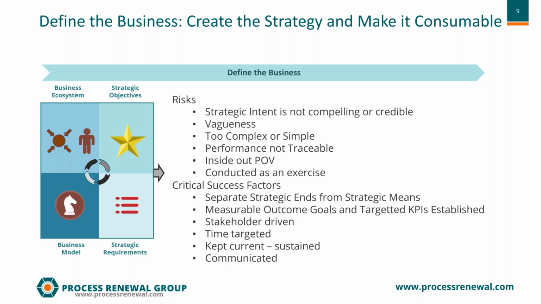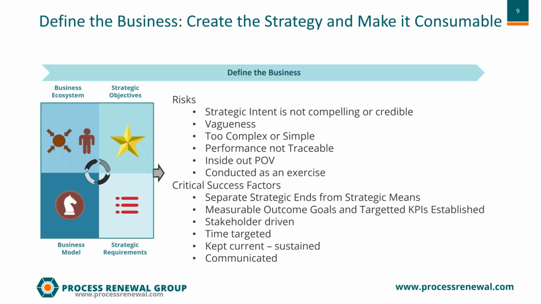Now, if we really want to do this right, we have to separate the ends from the means. Where we're going from the means, we have to match the means to the ends, which is what good architecture will do for us. We'll make sure we have measurable goals and targeted KPIs, so we can actually evaluate how we're doing as we're going. It's going to be external stakeholder driven, not about this department or that department, this other group. There's always some sort of time, a year, 2 years, 5 years, 10 years, whatever it is.